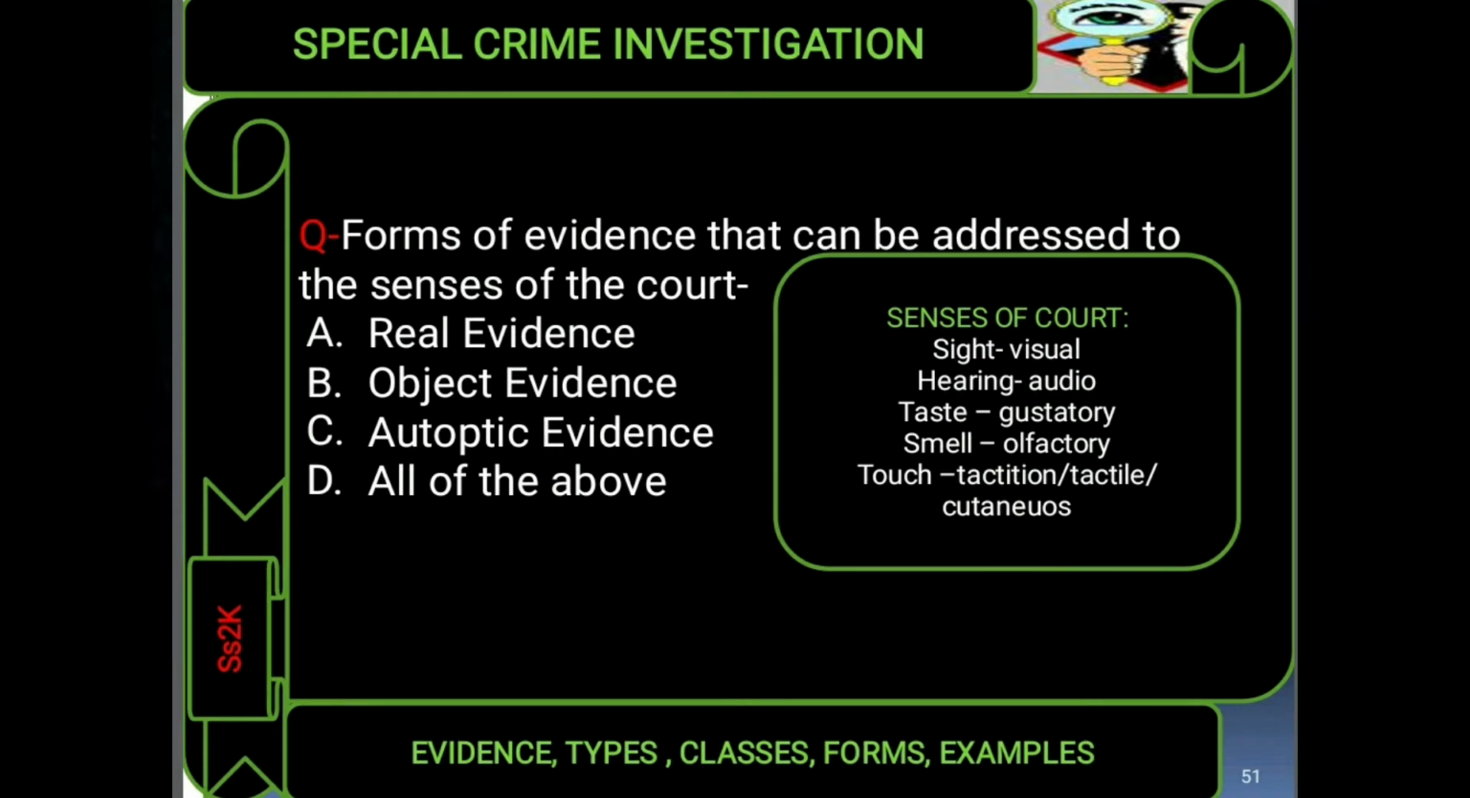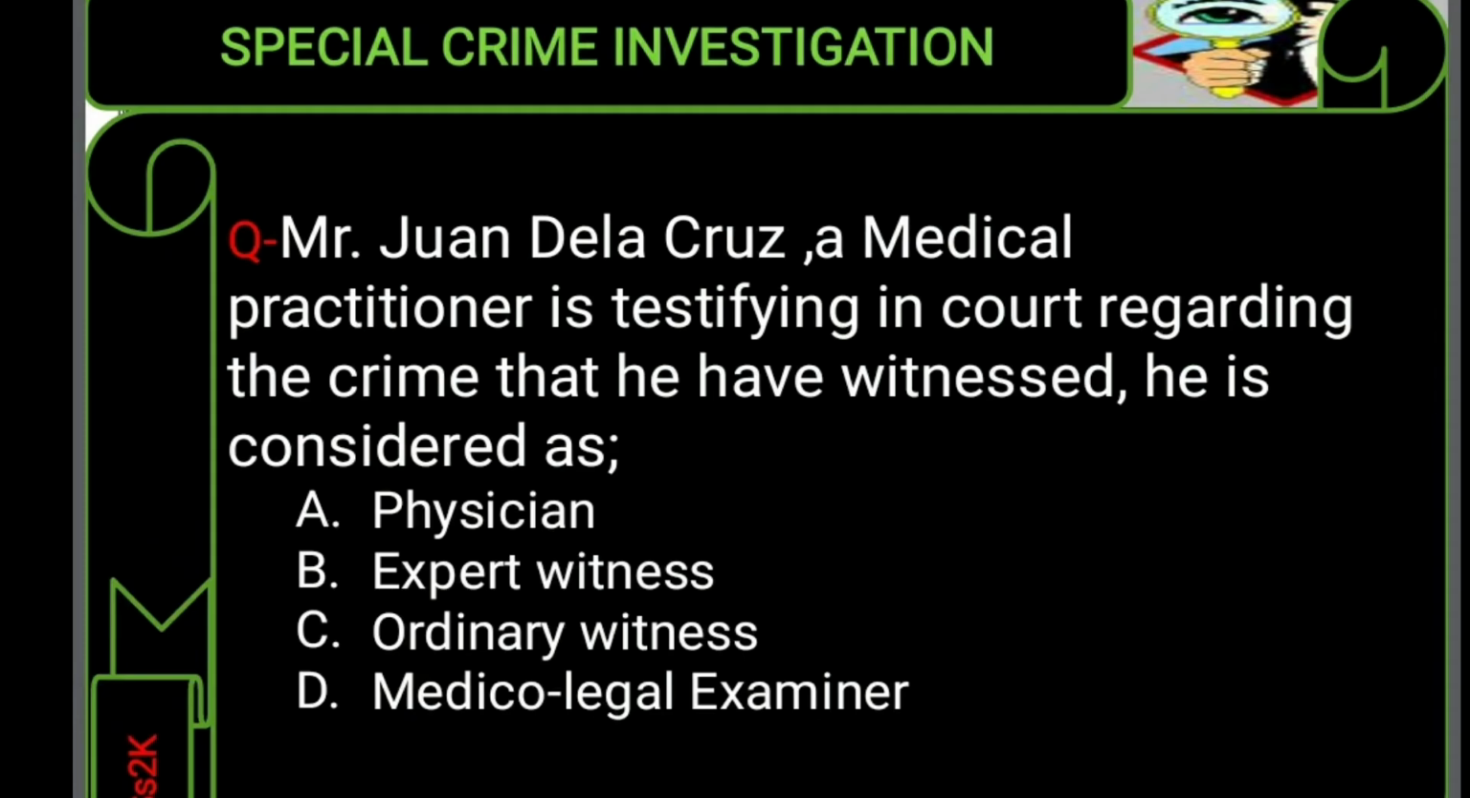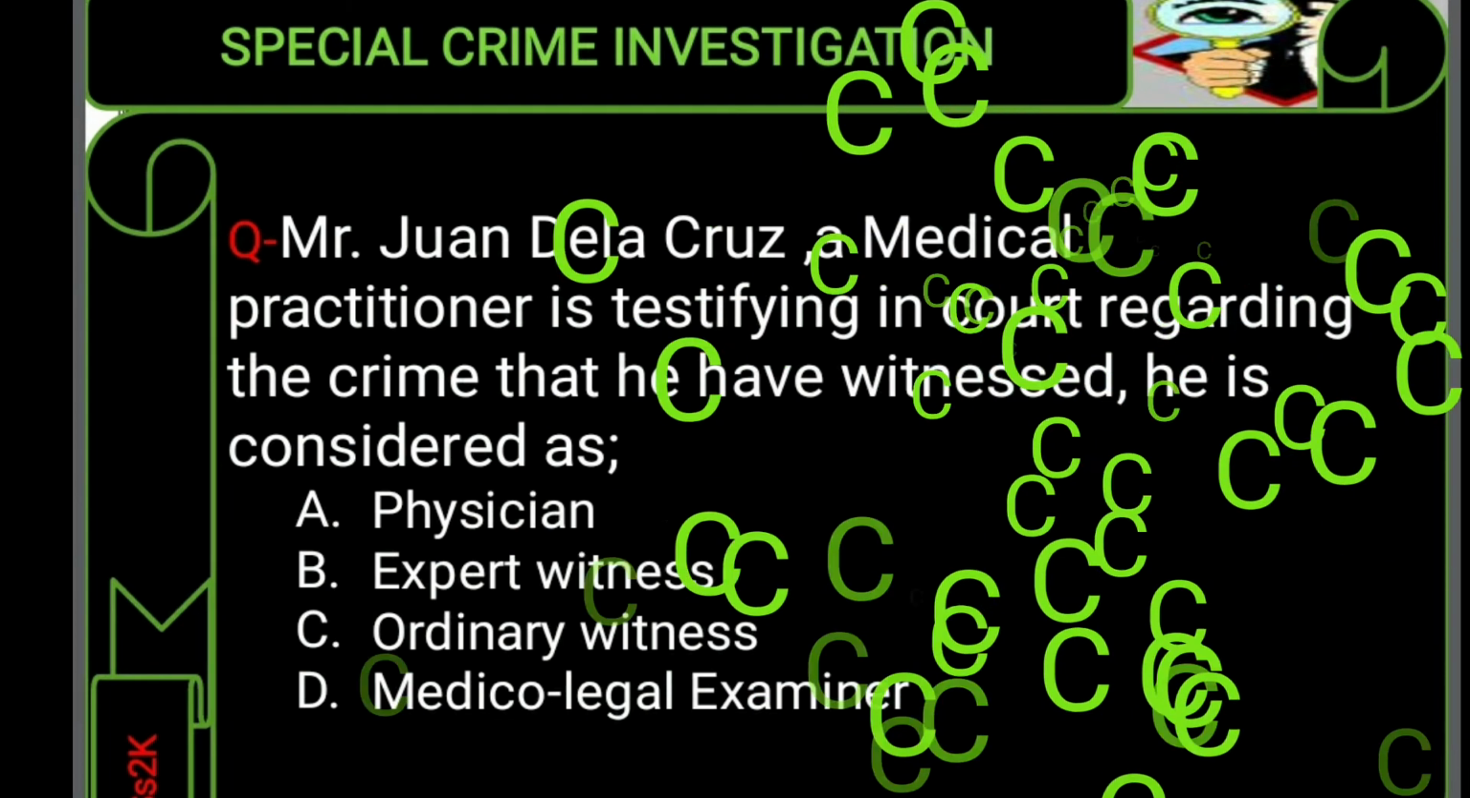Okay, now next question. Mr. Juan de la Cruz, a medical practitioner, is testifying in court regarding the crime that he has witnessed. Therefore, he is considered as letter A, a physician. Bravo, expert witness. Charlie, ordinary witness. And Delta, medico-legal officer. So I will give you 5 seconds to answer. 5, 4, 3, 2, and 1. And the answer for this question is ordinary witness.